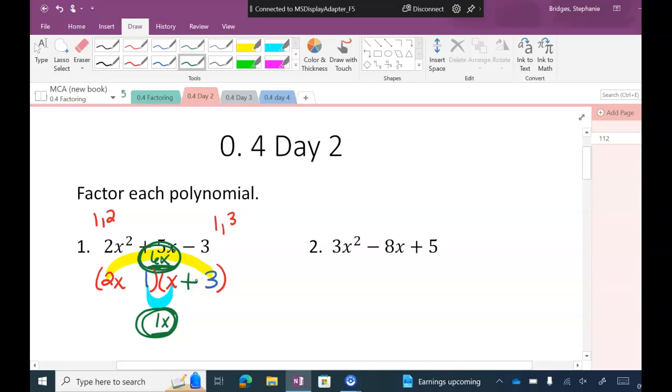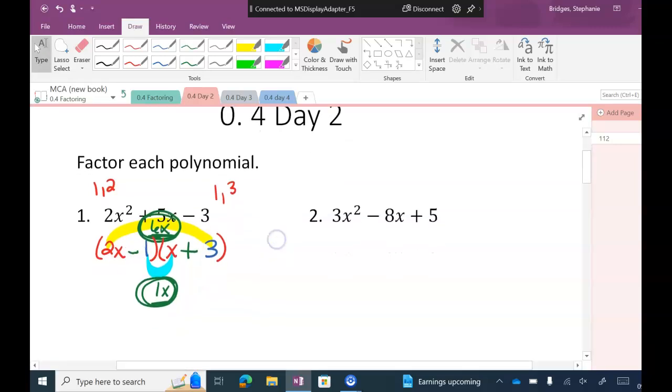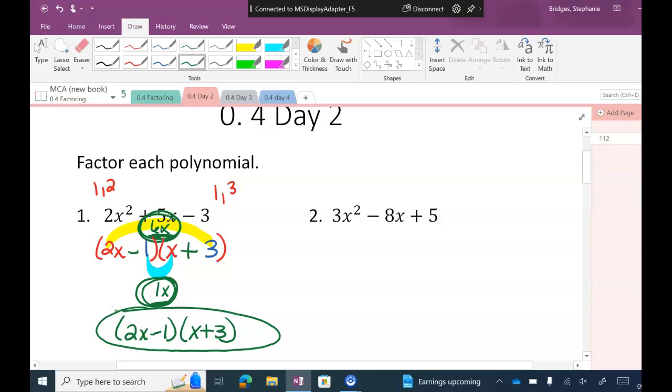Okay, it just so happens that 3 is the bigger number over 1, and that does work the majority of the time. Sometimes it doesn't, and we'll get to one of those. Which means in front of that 1, I'm going to put a minus. Okay, so we get 2x minus 1 and x plus 3. And that is the complete factored answer there.